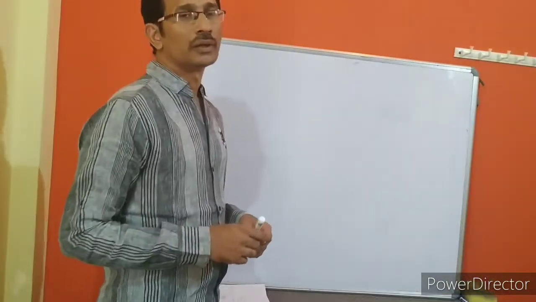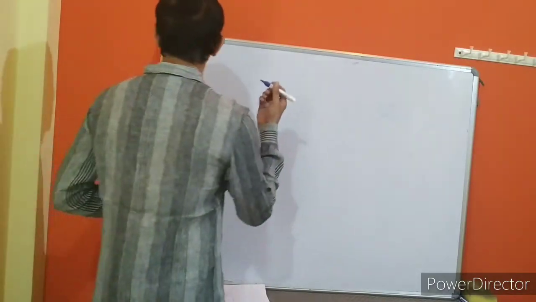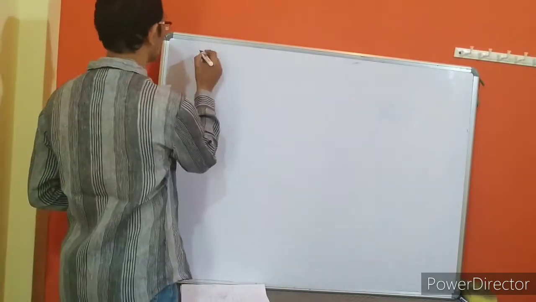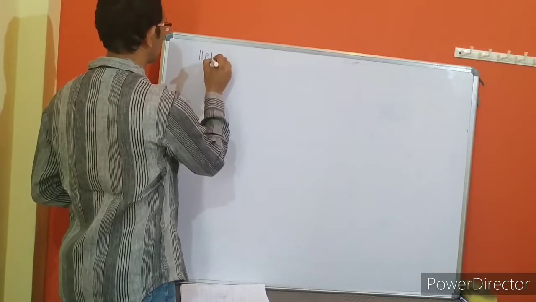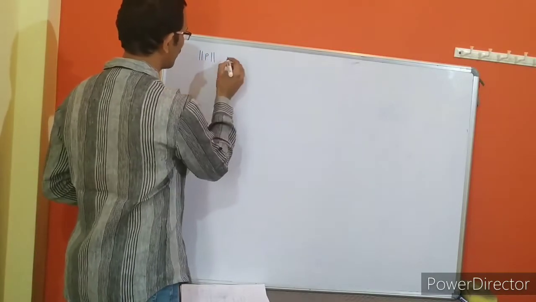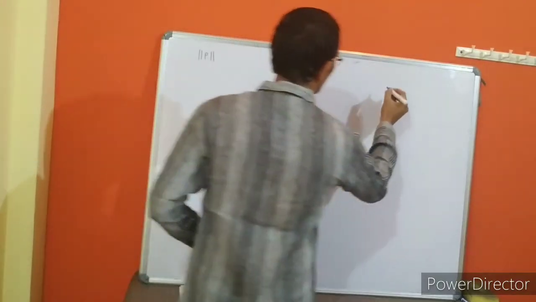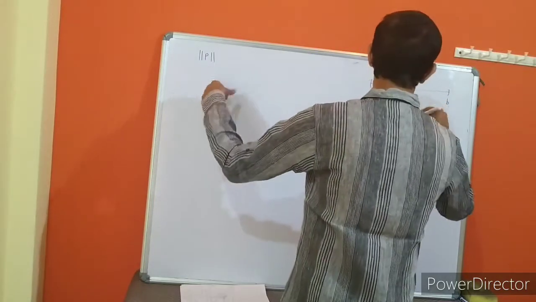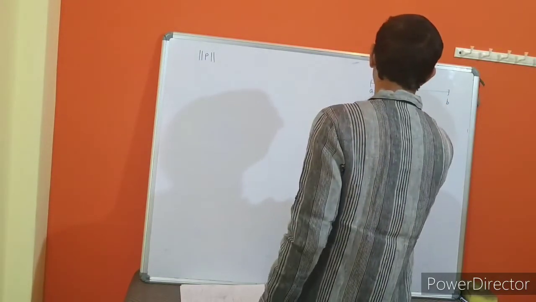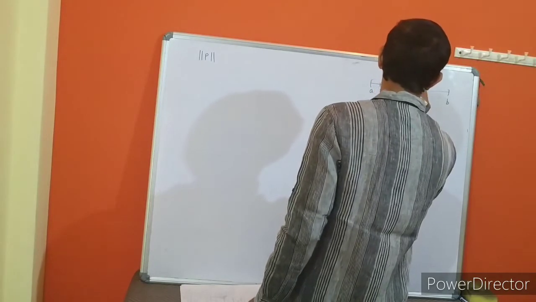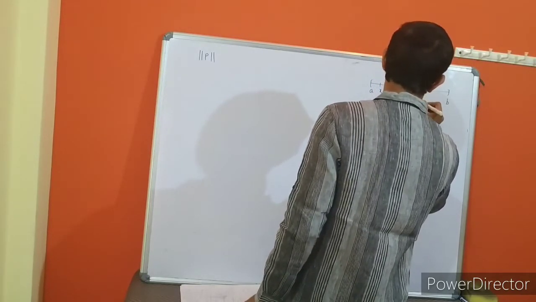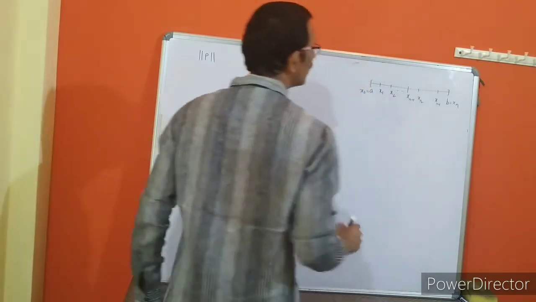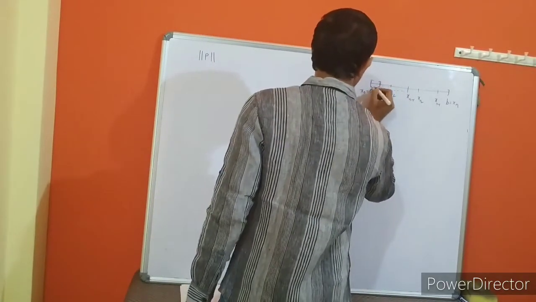The further concept which we require in the future theorems is the norm. We have already defined the norm of a partition. What is the norm of a partition? The partition P divides the entire closed interval [a,b] into so many subintervals. This is a general interval, this is xn and this is x0, like this.